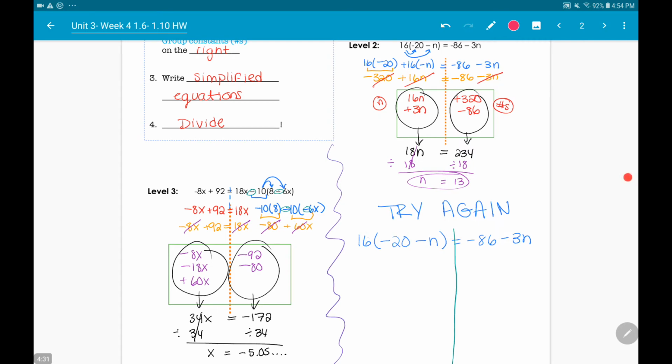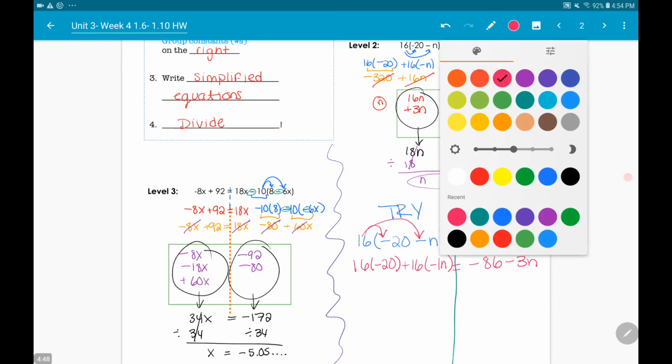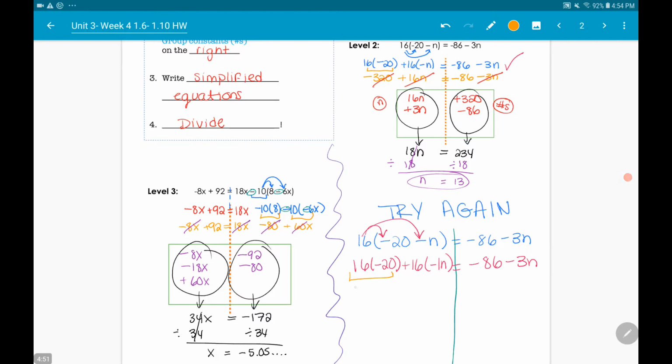All right, and let's check our distribution. So when I distribute, I should get 16 goes with the negative 20, and 16 goes with negative 1n. Okay, that was the same up top, so I'm just going to put a check because I want to know where I made my mistake so that I don't make it again. Then we multiply, and we get negative 320. And here I should get negative 16n. All right, so that is exactly where I made my mistake, which is a common mistake a lot of us make. When I was multiplying a positive and a negative, I wrote that it was a positive, but it should be a negative.